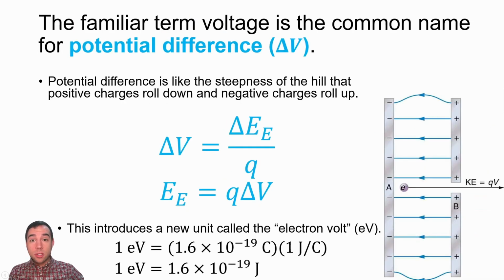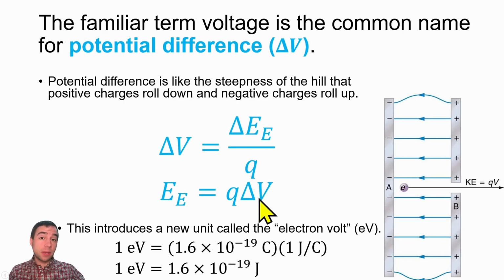Similarly, the potential difference involves the amount of energy that changes per unit charge. Or in other words, you can think of this as the steepness of your electrical hill that the positive charge is rolling down. We can rearrange this equation to solve for the electric energy, and we see that the electric energy is equal to the charge times the voltage. And so, if we do coulombs times volts, we actually get a unit for a joule.